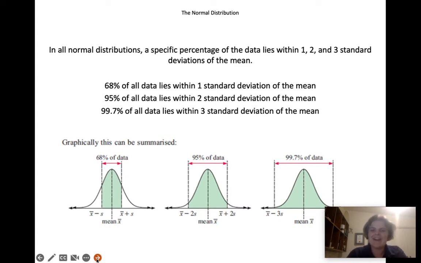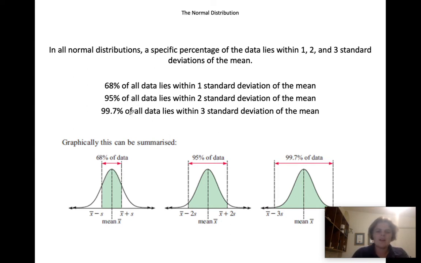Now we're getting into our 68, 95, 99.7% rule. So that's the second part of the learning intention, here it comes. When you've got normally distributed data, a specific percentage of data lies within 1, 2, and 3 standard deviations of the mean. So let's have a look at this first point. Roughly 68% of data is within 1 standard deviation of the mean. So either 1 standard deviation bigger or 1 standard deviation less, that's 68% of your data. So just over 2/3 of the data is only 1 standard deviation from the mean.